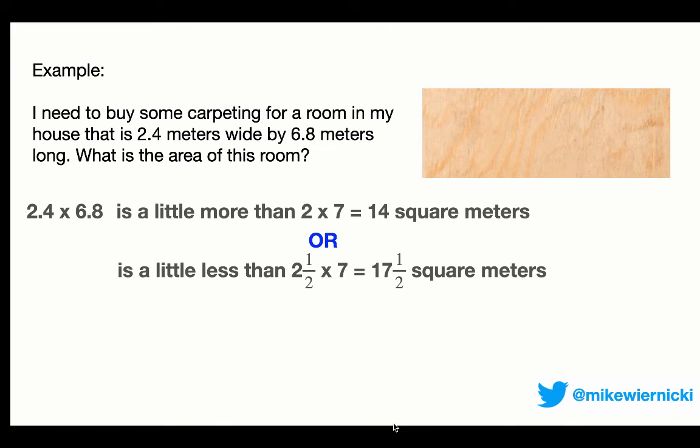Well, if I consider the values of these numbers, I could reason that the area will be a little bit more than 2 times 7 or 14 square meters. Or I could get a little more specific, and I could reason that it's a little less than 2.5 times 7, which would be a little less than 17.5 square meters. And that's all I need to know to place the decimals, so it identifies the correct unit, which would be square meter. All I need to do now is multiply these numbers as if there were no decimals.